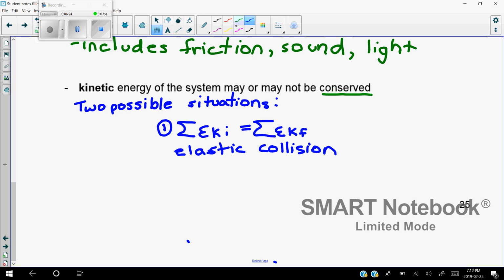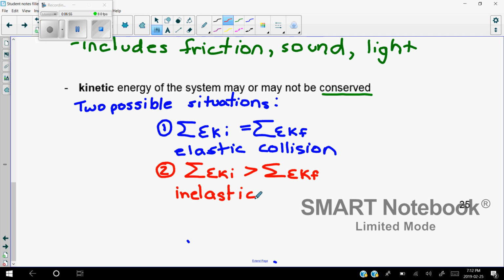So that's the first situation. And then the second situation would be that your EKI is going to be greater than the sum of your EKF. And now what that means is that your kinetic energy hasn't been conserved and you've lost it to some other form of energy, and we call this an inelastic collision. So you've probably seen this on your assignment already. Lots of questions asking, is this an inelastic collision?